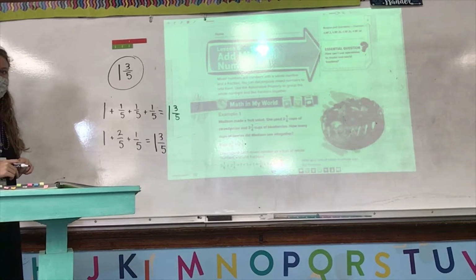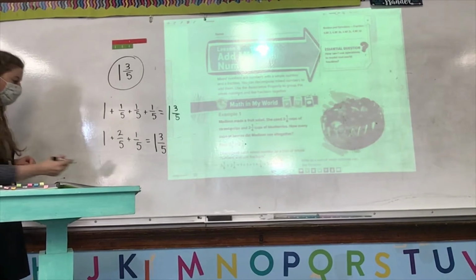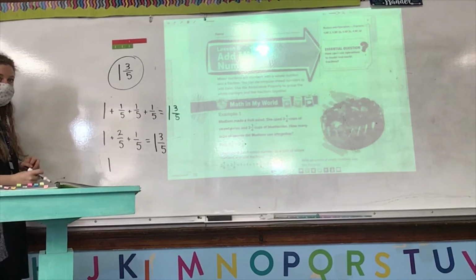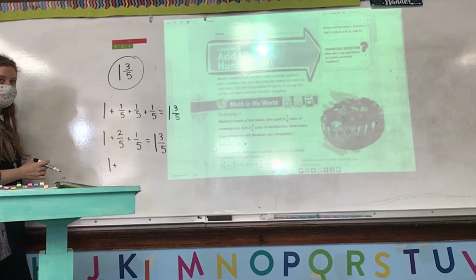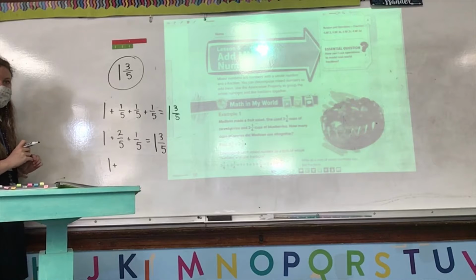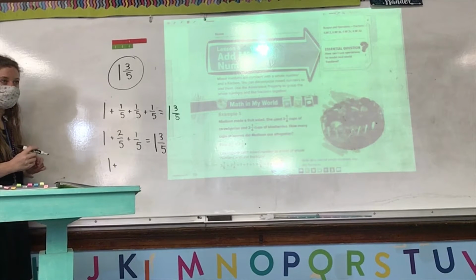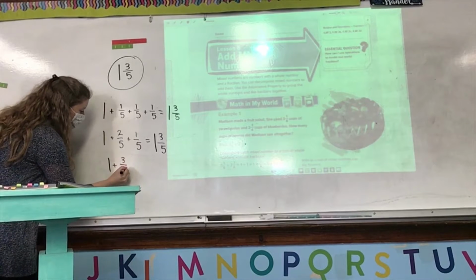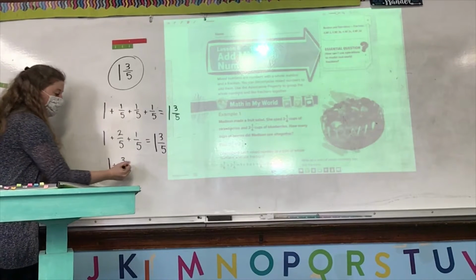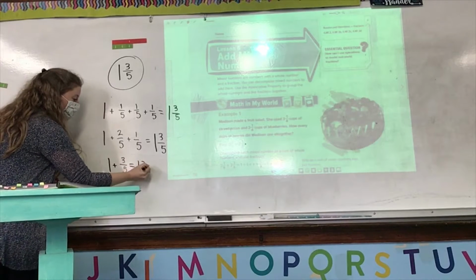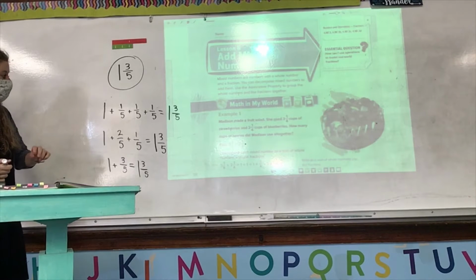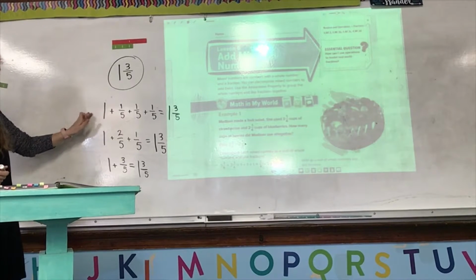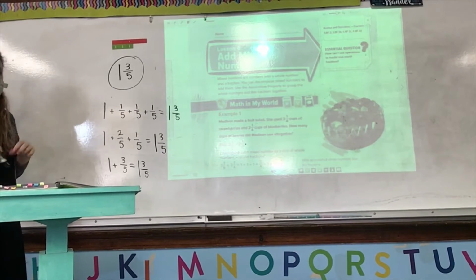Another way that we can write it is 1 plus 3/5. Please make sure you have an answer before you raise your hand. Anybody else? 1 plus 3/5 equals 1 and 3/5. Good. So those are different ways we can decompose. If we had more wholes, we would just add more ones to the beginning. That's all we would do.